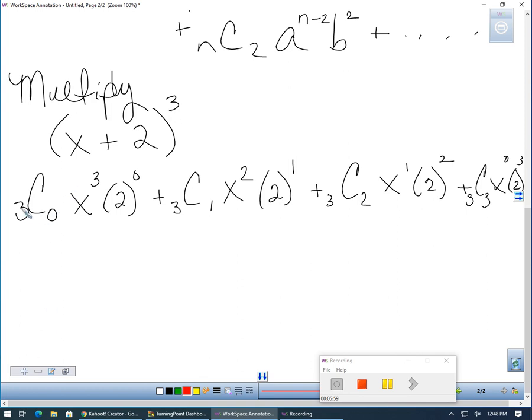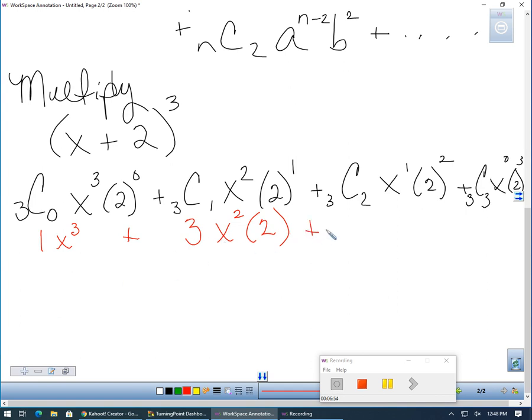So in this first one, 3 choose 0 actually equals 1. And then I have x to the third times 2 to the 0, which equals 1. Plus this one, 3 choose 1, which is 3. This is 3 times x squared times 2. So we still have to come back and simplify this term.